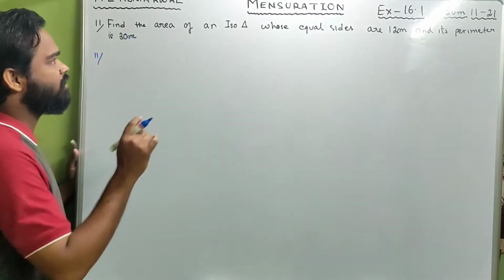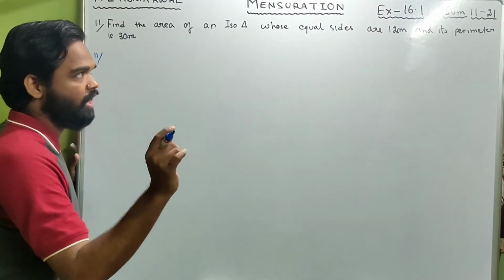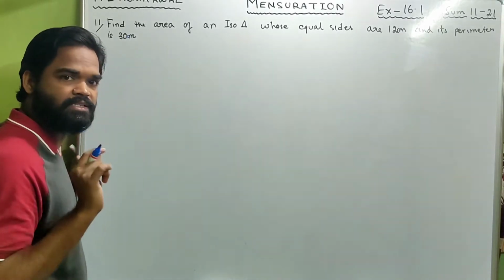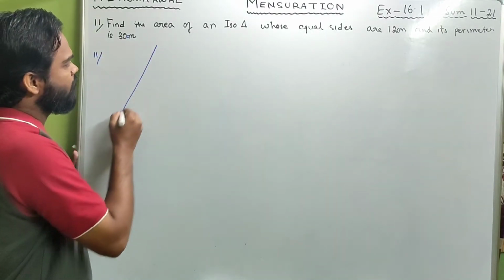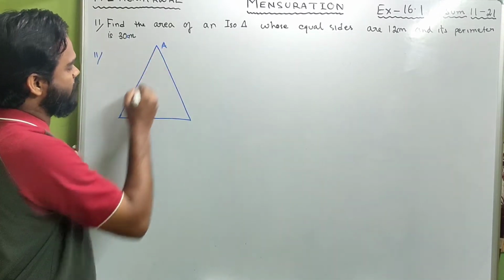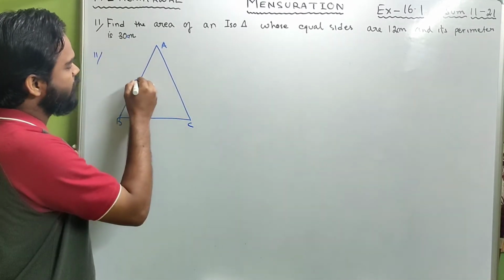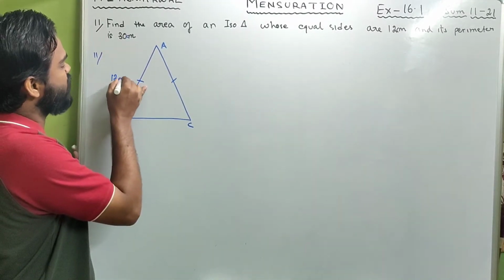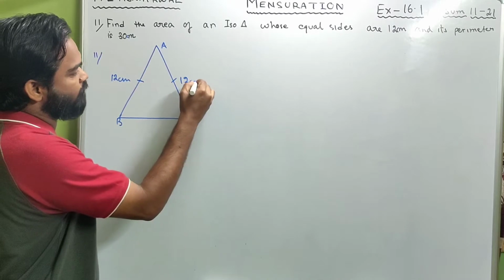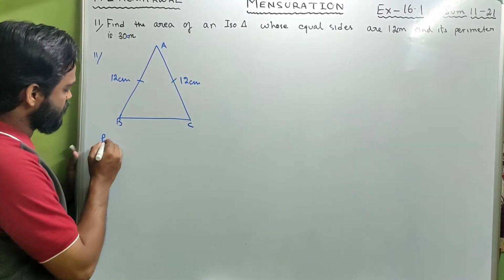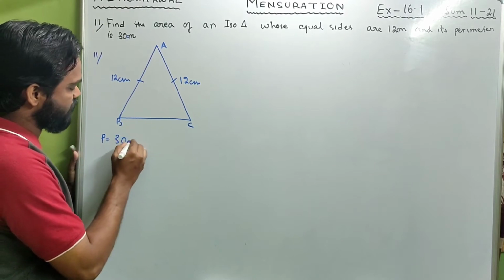It says, find the area of an isosceles triangle whose equal sides are 12 centimeter and its perimeter is 30 centimeter. Pretty easy. See, suppose this is your isosceles triangle ABC and AB and AC are equal sides, 12 centimeter each according to the given information. And then BC, the perimeter is given. First of all, the perimeter is given as 30 centimeter.